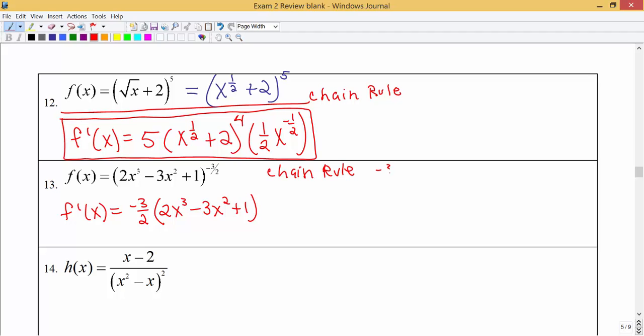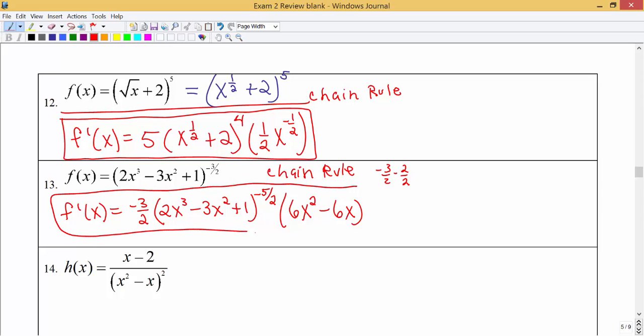And of course, when we take negative 3/2 and subtract 1, that's subtracting 2 over 2, we end up with negative 5/2. Then we're going to multiply by the derivative of the inside. So that would be 2 times 3, that would be 6x squared, reduce that power by 1. And then negative 6x, reduce that power by 1. And then the derivative of 1 is 0. And we're going to choose to stop right there with the simplifying.